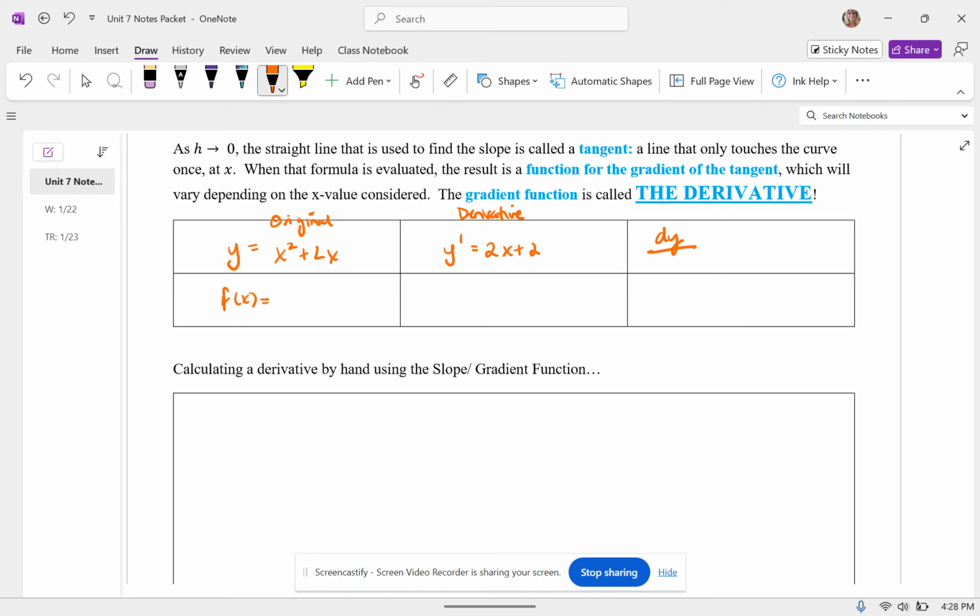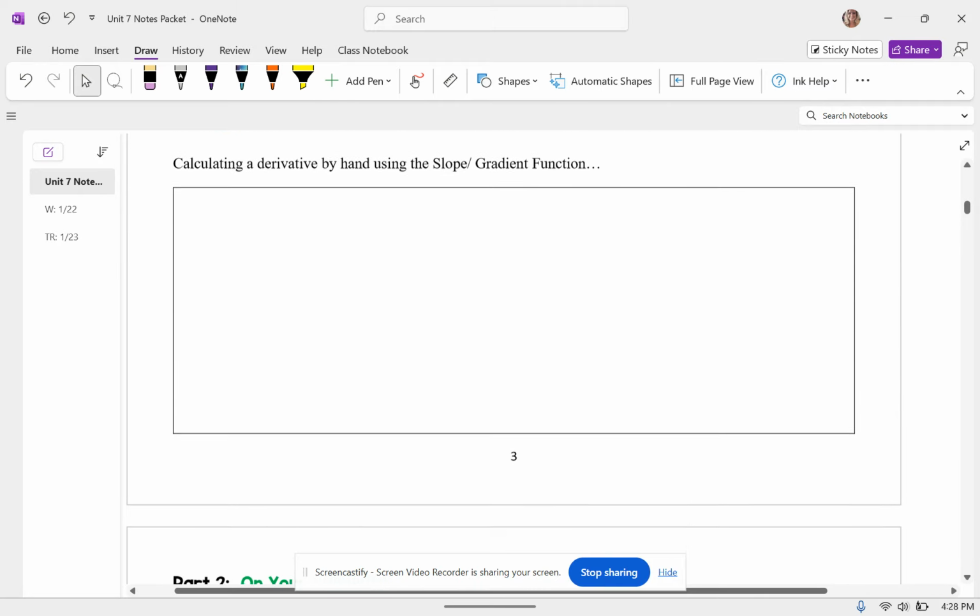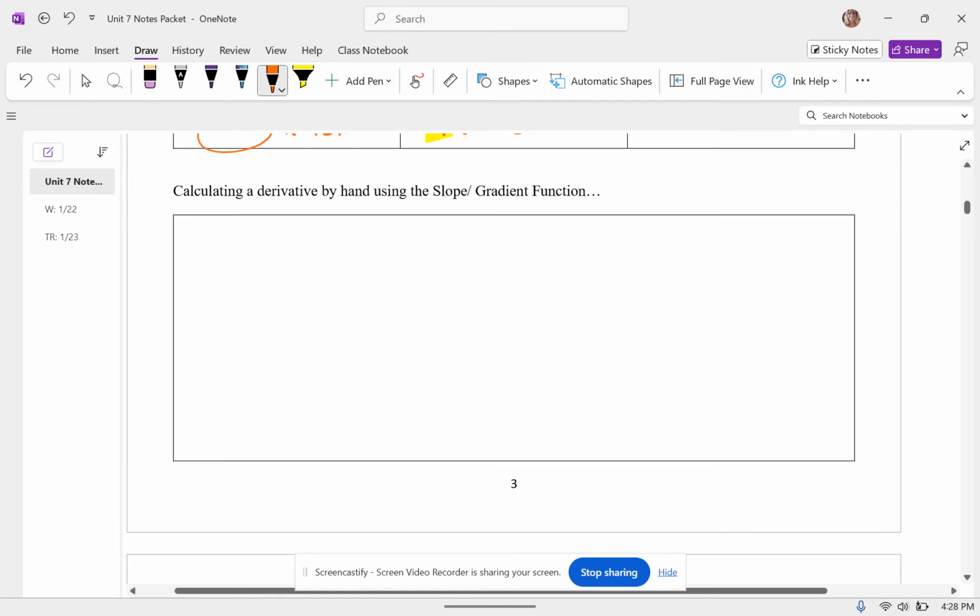The derivative notation could also look like this, dy dx, and we say this is the derivative of y with respect to x, and that would be written like this. If you're given the function in f of x notation, it could look like this. We say f prime of x equals, let's say this was the original, this would be the derivative. Okay, so these are just the notations that you could see for the derivative. Now, let's calculate the derivative, or the instantaneous rate of change.